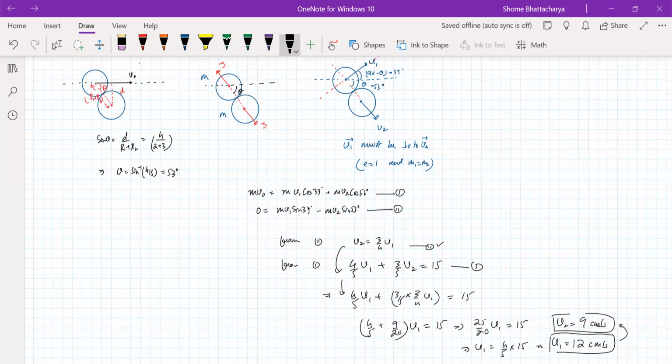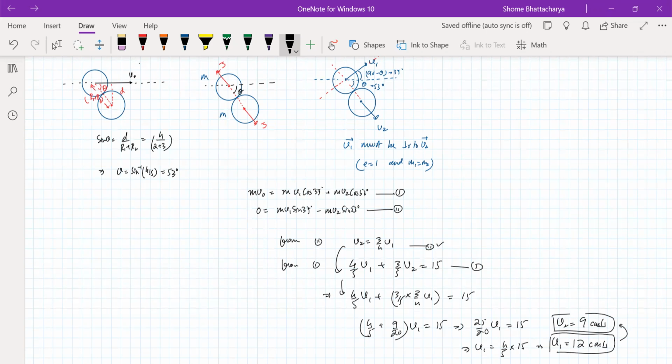It's the same we could have done with the coefficient of restitution also, right? Yes, but the thing is, we have to understand the logic of why V1 is perpendicular to V2. After using that theorem, we could have used the coefficient. Yeah, we could have done that also.